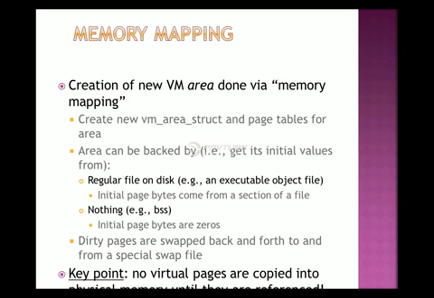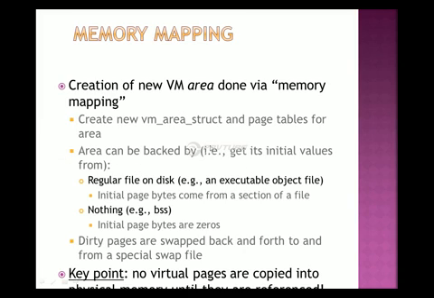This is memory mapping, that is, the creation of a new VM area, a new virtual memory area, is done via memory mapping. So in simple terms, memory mapping is used to create the new VM area. The next point says to create the new vm_area_struct and the page table for the area. That is how memory mapping is done, by creating the new vm_area_struct, the structure variable, as well as the page table for the VM area.